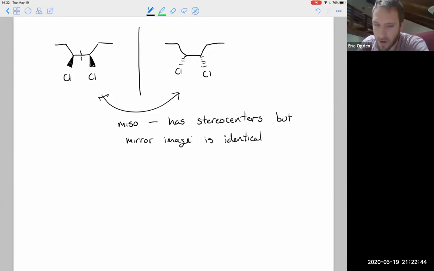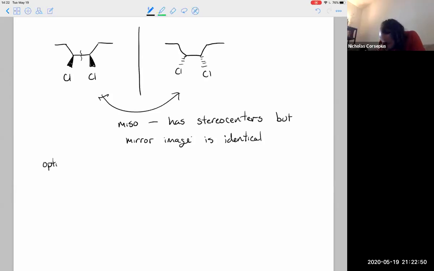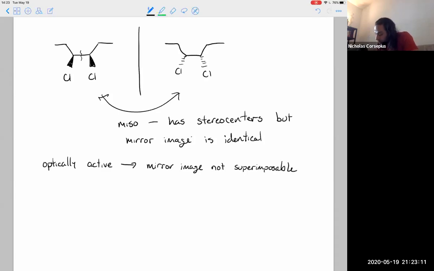So meso compounds are optically inactive, right? Correct. Optically active really just means mirror image, not superimposable, so it has an enantiomer. A meso compound is identical to its mirror image, another way of saying that is superimposable. Another way of saying that is optically active means that it has an enantiomer.